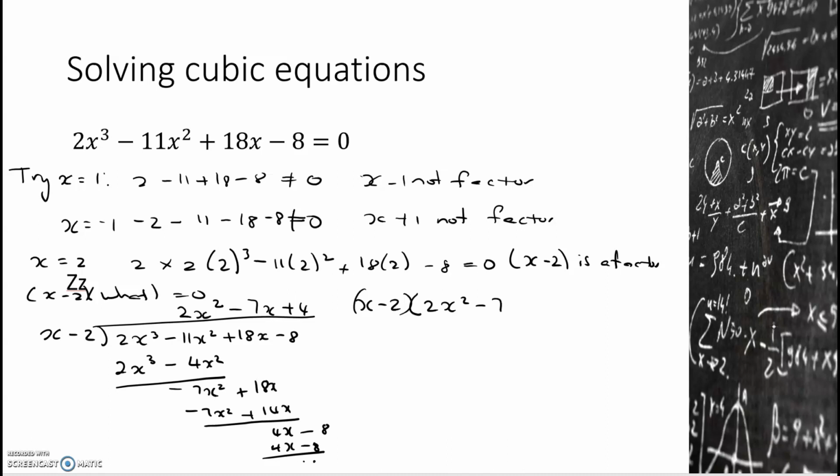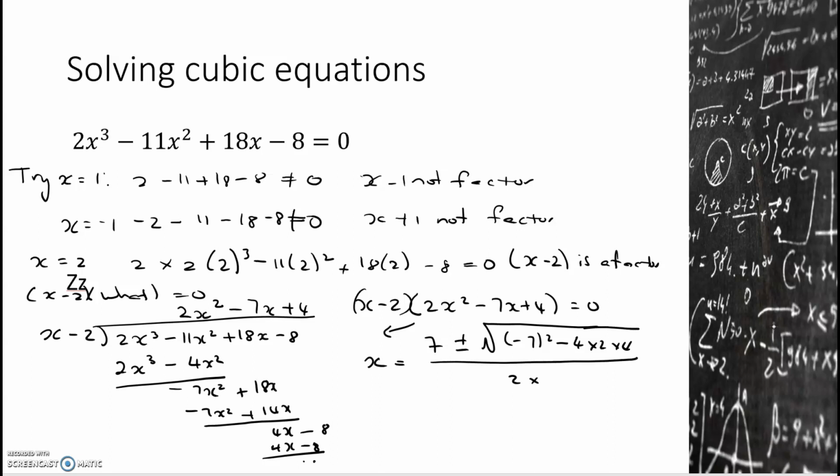2x squared minus 7x plus 4 equals 0, and if we can factorize the last bit or solve it, then we've got our three solutions. Okay, it's not going to factorize, so for this bit we need to use the formula that x is equal to 7 plus or minus the square root of negative 7 squared minus 4 times 2 times 4, over 2 times 2. So from this half, x is approximately equal to, use your calculators.